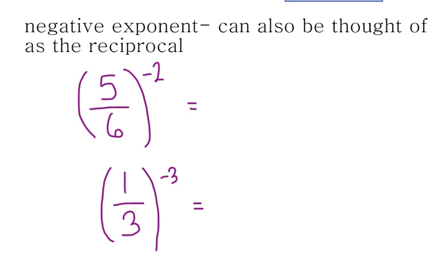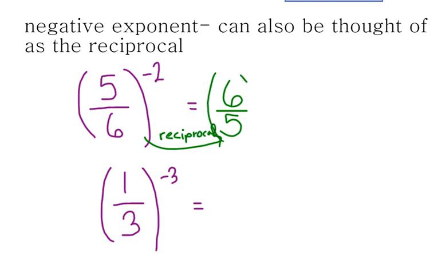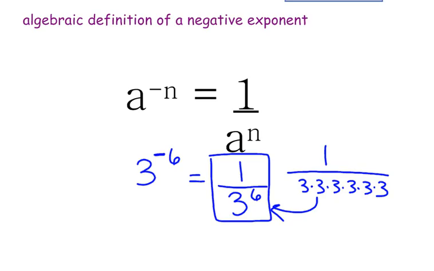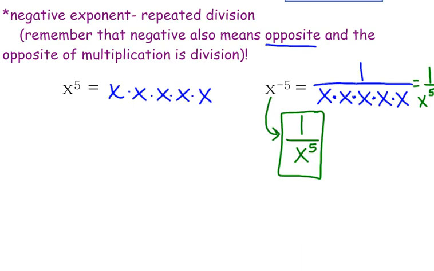What would the reciprocal of 5 over 6 be? 6 over 5. So if I do the reciprocal, that will take care of the negative. So it's not going to be to the negative second power anymore. Now it is to the second power. Now, why does that work? Let me jump back to these first problems.